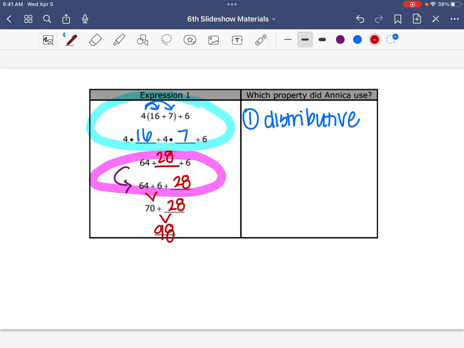We call that the commutative property, which you really don't need to know the actual name, just how it works. Right, so I'm just going to summarize that as saying, it doesn't matter what order we add in.